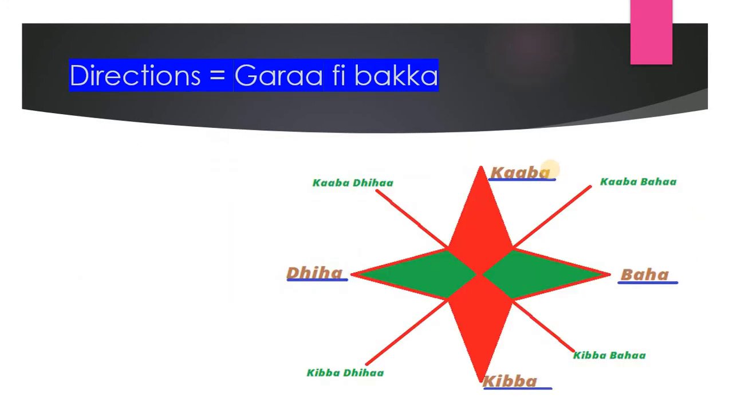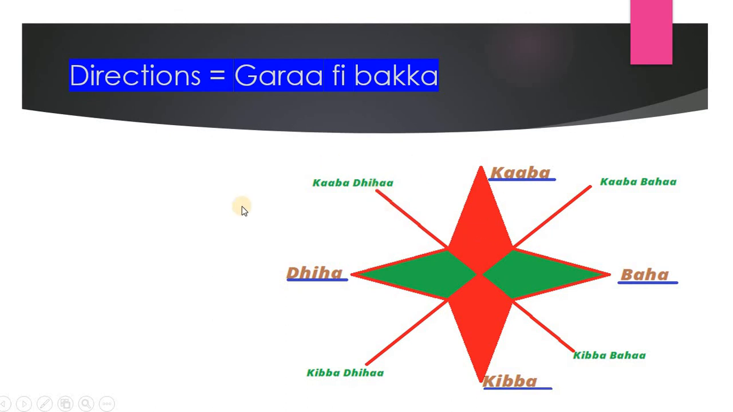And these are the directions. The 4 main directions: dhiyaa, west, and baha, east. Baha means literally sunrise, and dhiyaa means sunset. So the sunrise and the sunset are used as the names for the directions as well. Kibba, south. Kaaba, north.